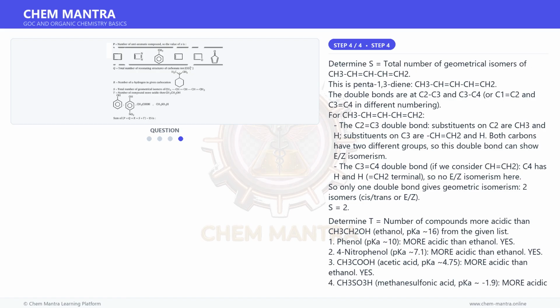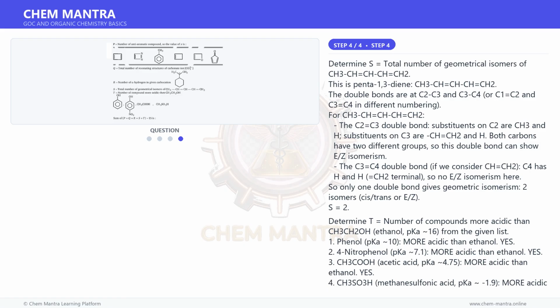The C4=C5 double bond: if we consider CH=CH2, the terminal carbon has H and H, so no E/Z isomerism here. So only one double bond gives geometric isomerism, two isomers, cis-trans or E/Z. S is equal to 2.